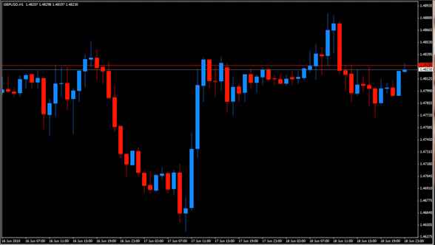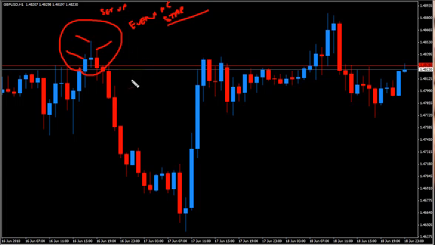Let's get my screen draw pen out and see if I can illustrate a little bit more. So it's this candle here, this candle here, and this candle here. Each of those three is referred to as a setup, and it's called the evening star. Now an evening star is a trend reversal formation.